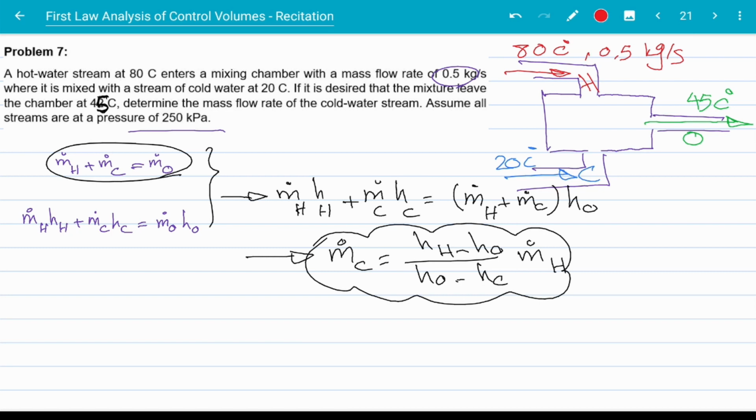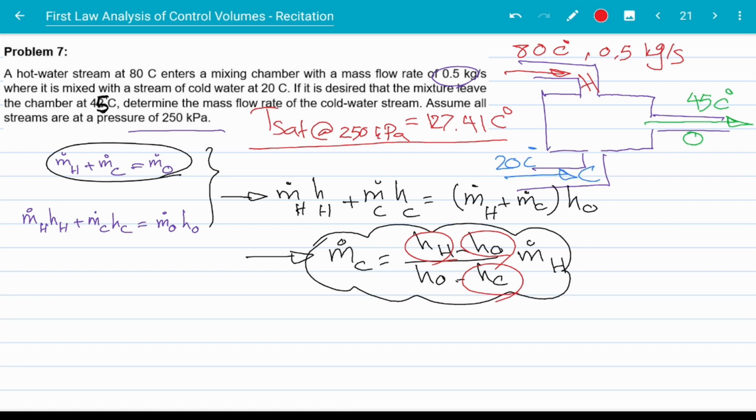So all I need to do is find these individual enthalpies. Now first let's check the tables. The saturation temperature for the pressure of 250 kilopascals is 127.41 degrees Celsius. And we know it from the table. Now all these three streams have temperatures smaller than 127.41 degrees Celsius. So all three streams are compressed liquids. So let me write it here.